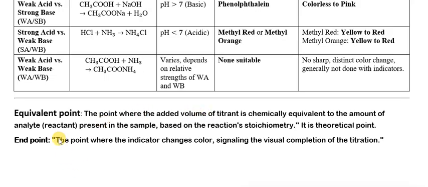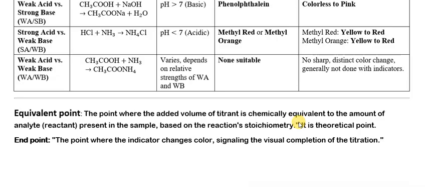Now, what are the end point and the equivalence point? The equivalence point is where the added volume of titrant is chemically equivalent to the amount of analyte present in the sample based on the reaction stoichiometry. This is the theoretical point at which the number of moles of acid becomes equal to the number of moles of base, and complete neutralization has occurred. No extra molecule, no extra drop is added in the titration flask.